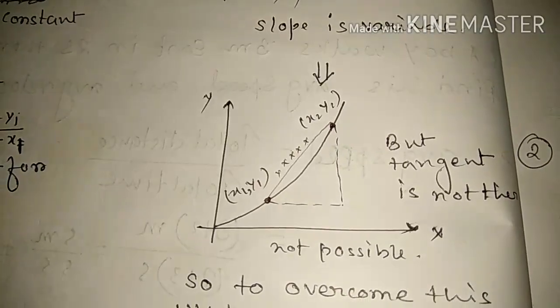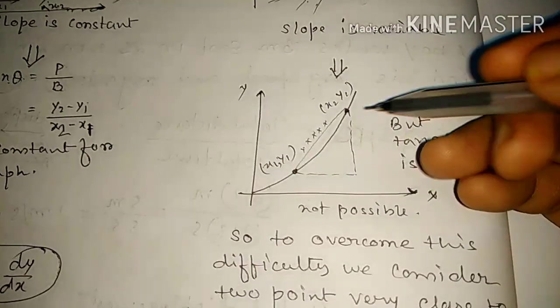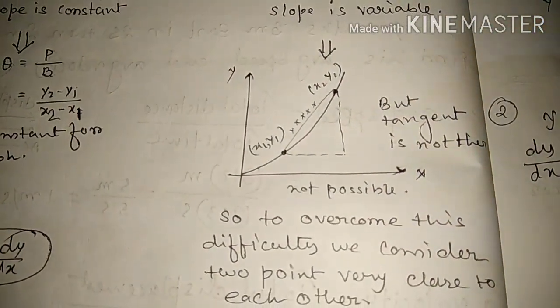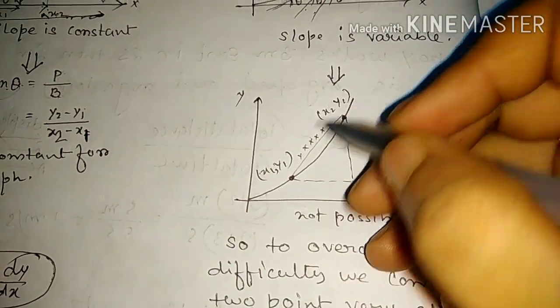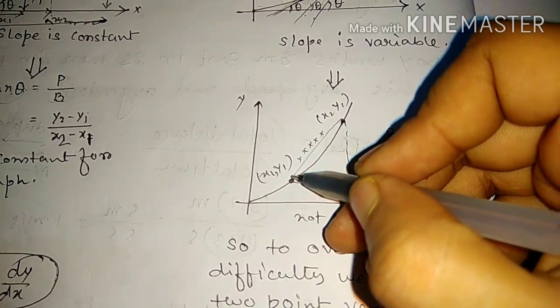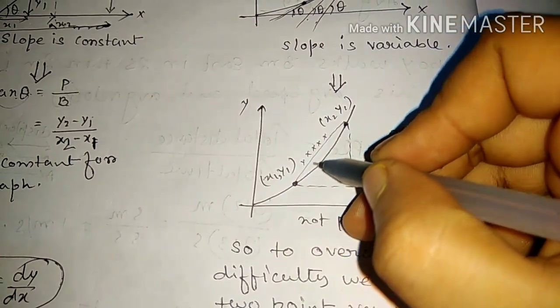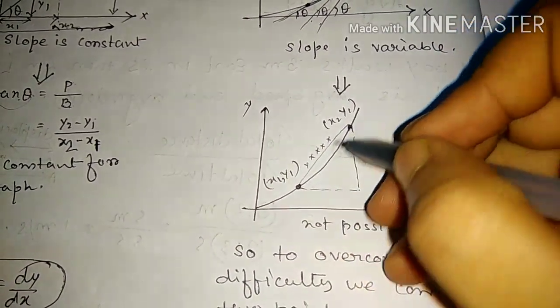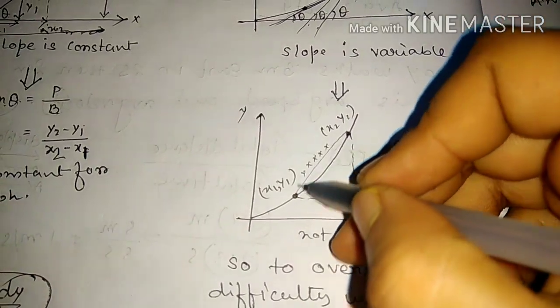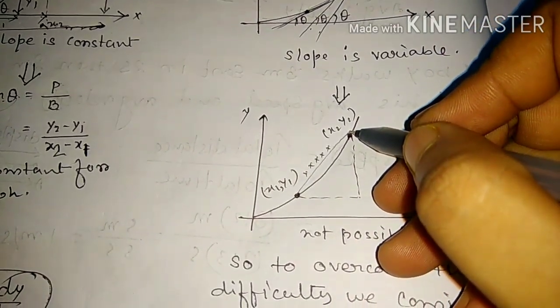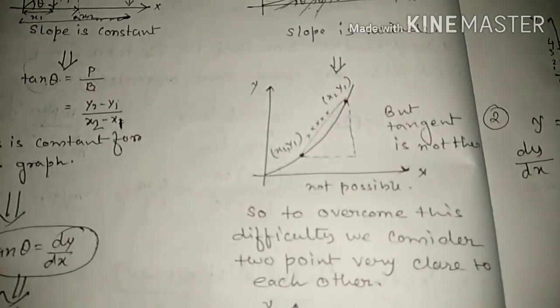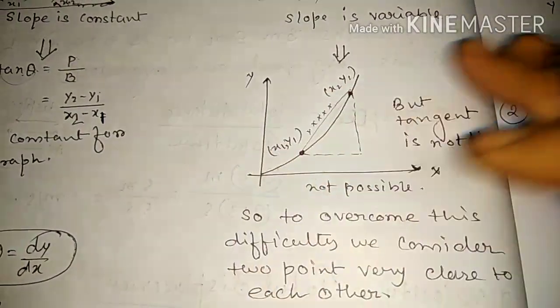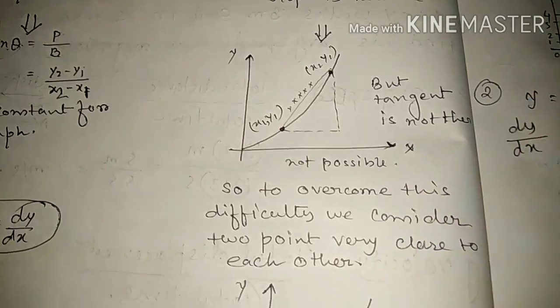So very easily you can say that this is y2 minus y1 by x2 minus x1, but because this is a curved graph, the nature of this graph is curved. So first of all, if we draw the tangent in between these 2 points, it is not a tangent, it overlaps this one. So it does not happen this way. This is not possible because the tangent is not there.